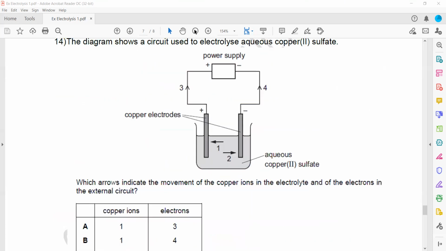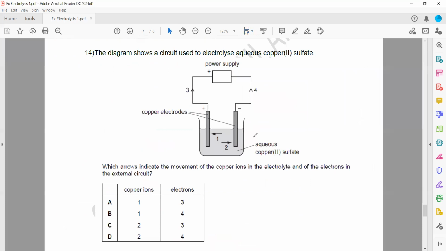The diagram shows a circuit of electrolysis. The copper ions are positive, so they will be attracted towards the movement of electrons. Electrons are coming out from the negative terminal towards the cathode, and electrons move out from the anode towards the positive terminal. So copper ions are positive ions, so they are attracted towards the cathode. So 2 is representing the movement of the copper ion, and 3 is representing the movement of electrons. So C will be the right answer.